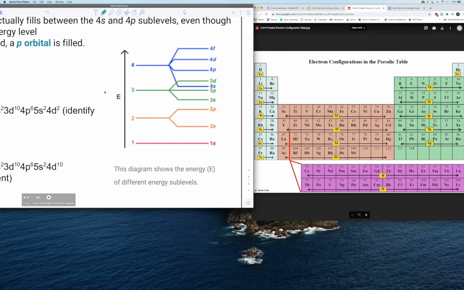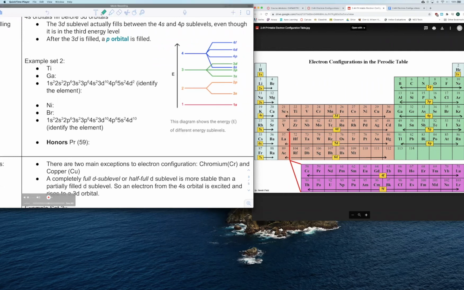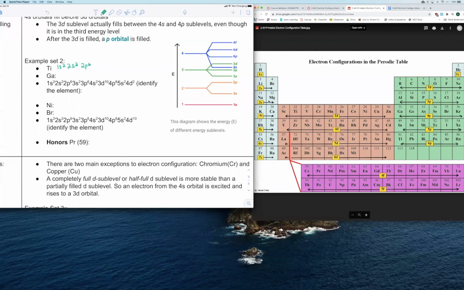So let's go over these examples for the transition metals. The d sublevels are always in the transition metal area. Titanium is right here, atomic number 22. So I would have 1s2, 2s2, 2p6, 3s2, 3p6, 4s2, and then here I would have 3d1, 3d2. So not 4d, but 3d. Just follow it in order.